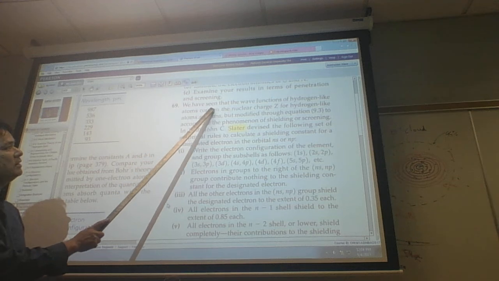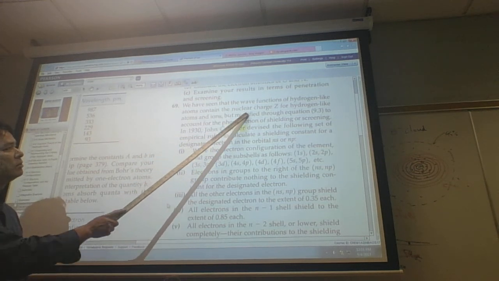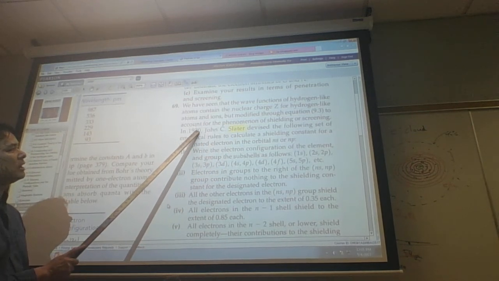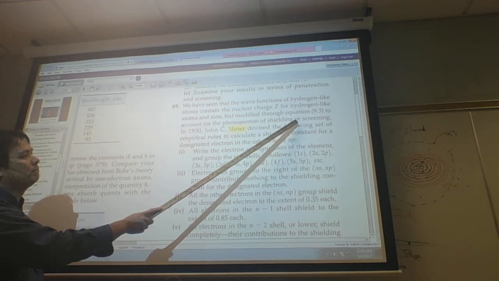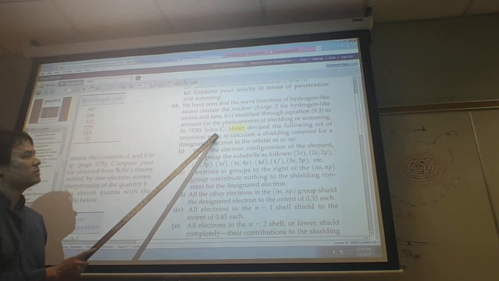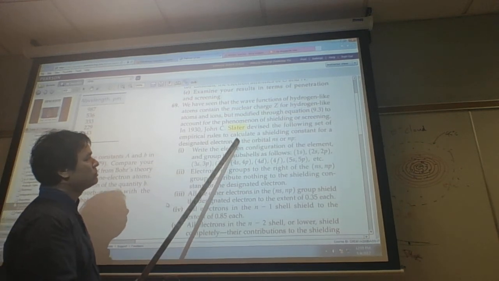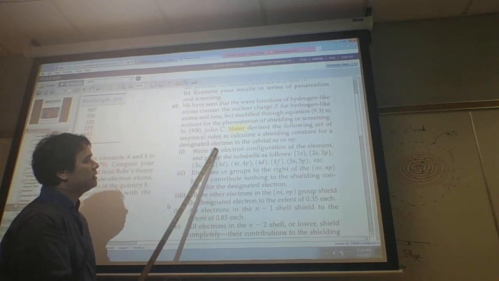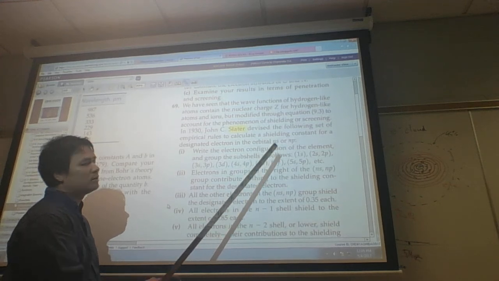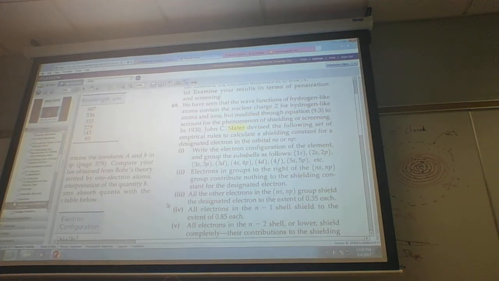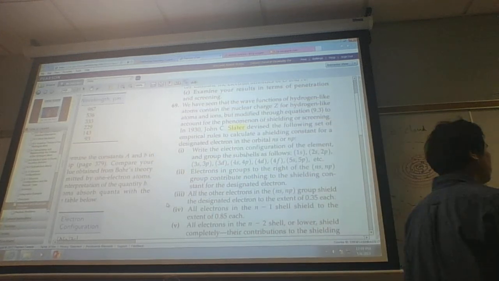This is number 69. We have seen that the wave functions of hydrogen-like atoms contain a nuclear charge Z for hydrogen-like atoms and ions, but modified through equation 9.3 to account for the phenomena of shielding or screening. Shielding and screening, we have to think of in terms of penetration. In 1930, John C. Slater devised the following set of empirical rules to calculate a shielding constant for a designated electron in the orbital ns or np. And so this is what Slater's rule does. Slater's rule estimates what the Z is going to be.